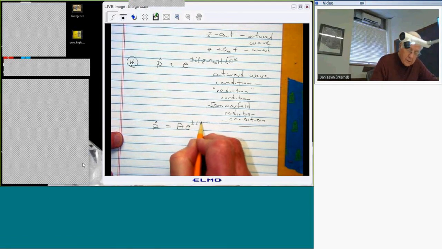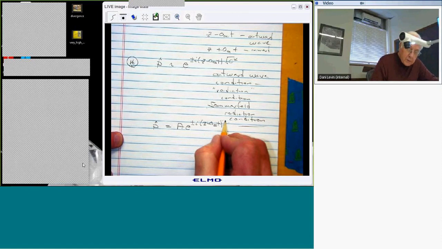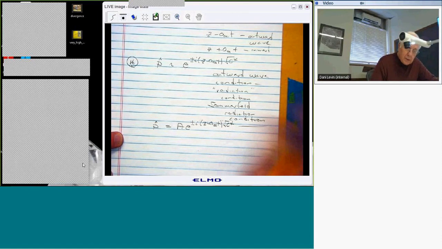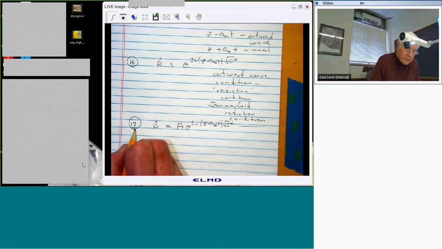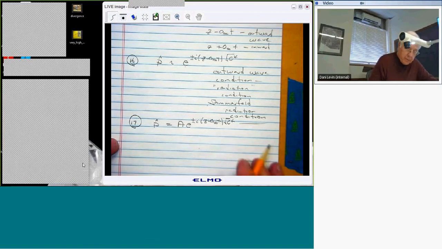z minus a infinity t square root c star. Okay. Call it 17. Now, I think we're going to be okay. Okay, recall our boundary condition again.